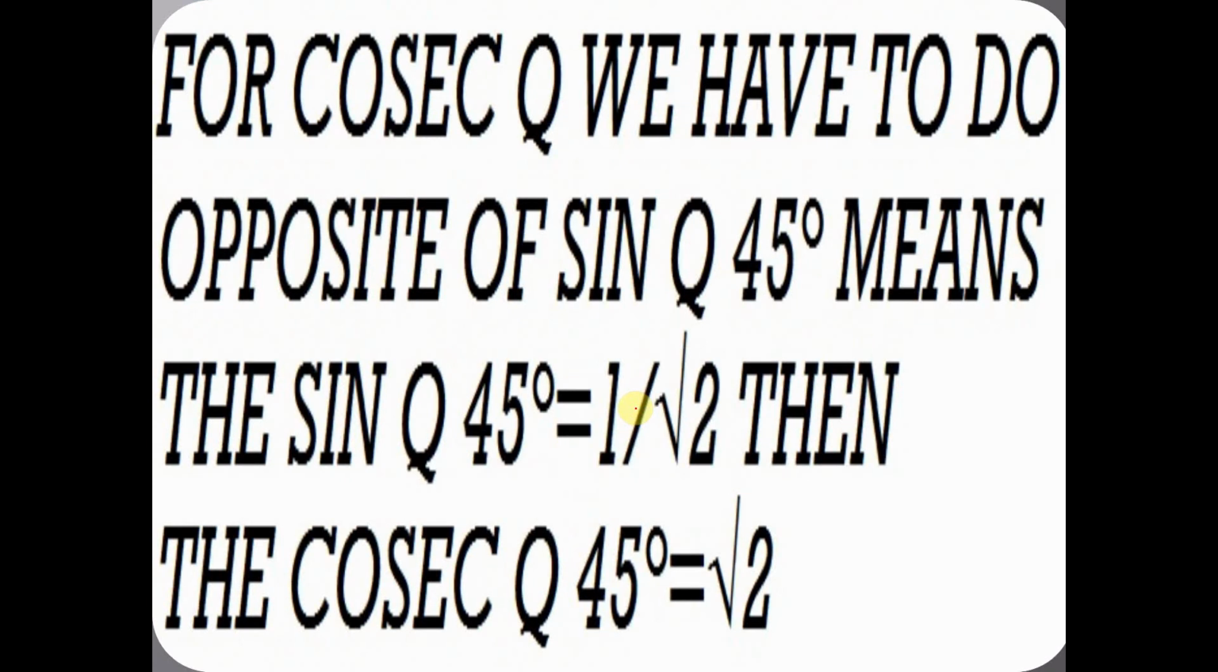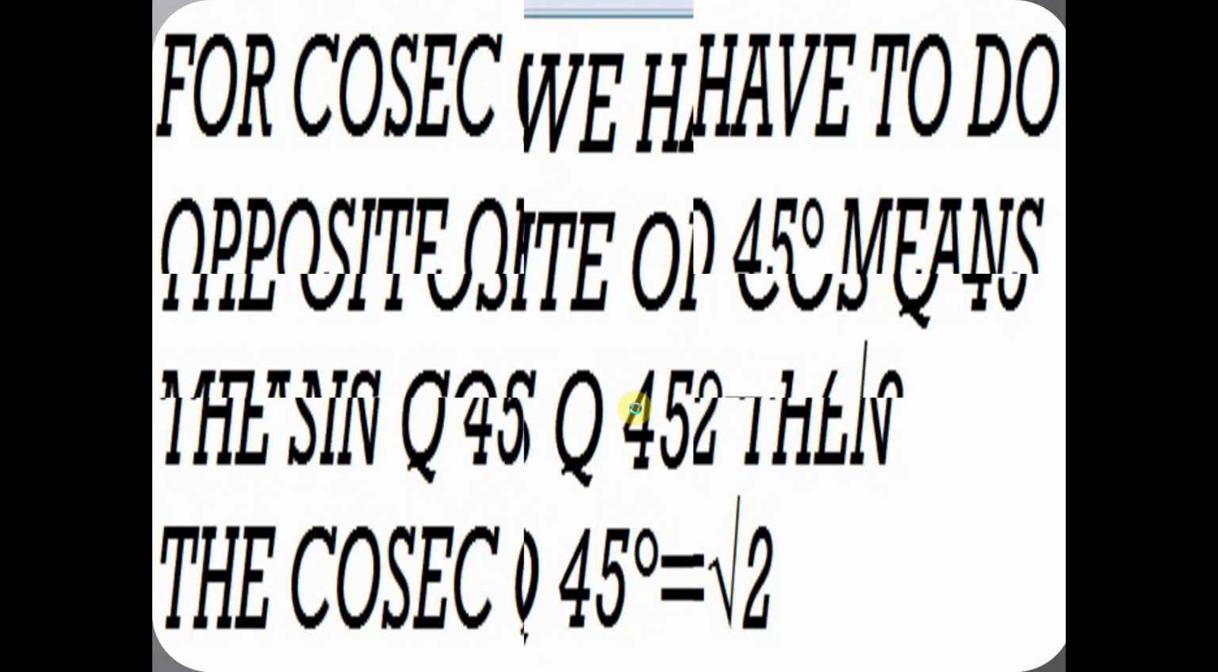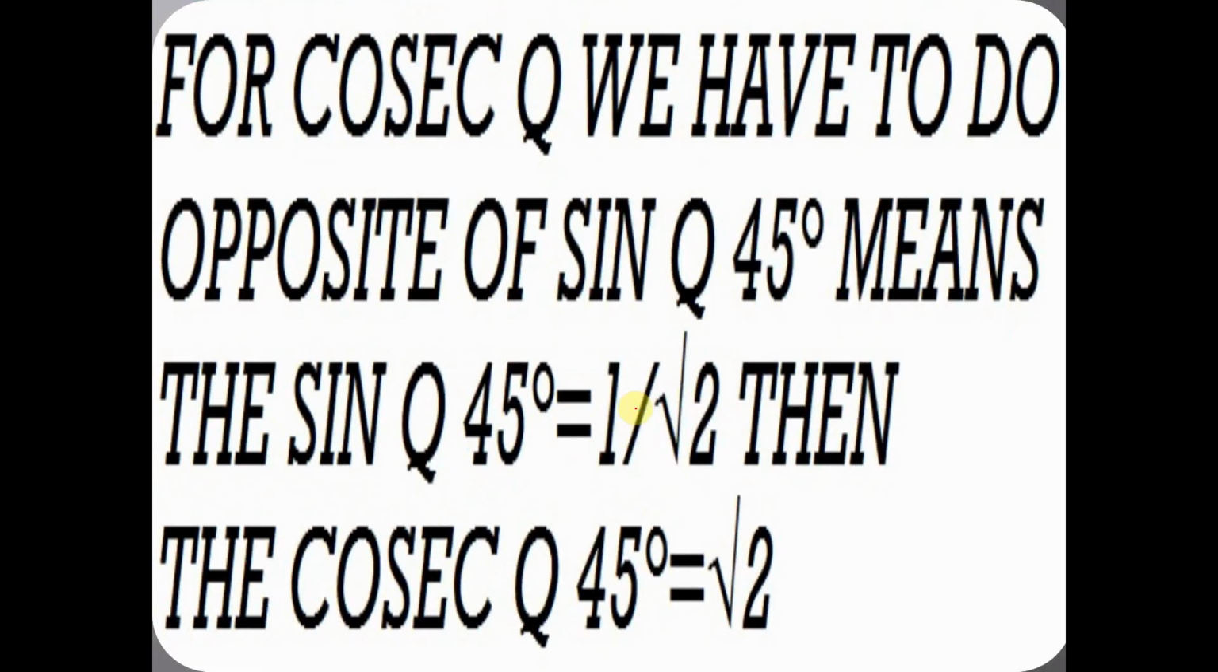For cosec theta we have to take the opposite of sin theta of 45 degree. Means the sin theta of 45 degree is equal to 1 by root 2. Then the cosec theta of 45 degree will be root 2. I have explained previously that the opposite of this will be this because in the denominator we cannot write 1. Okay. Now next one.